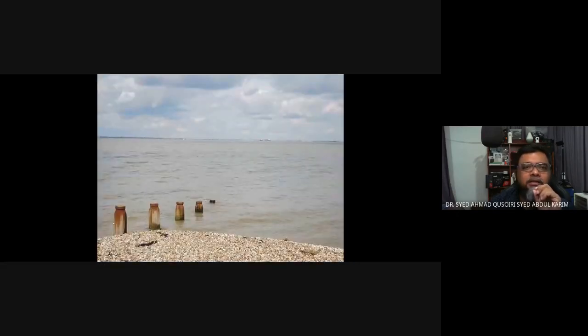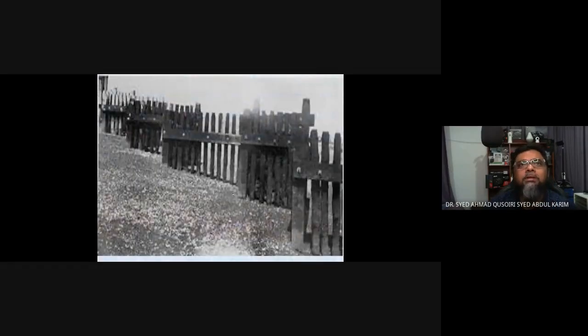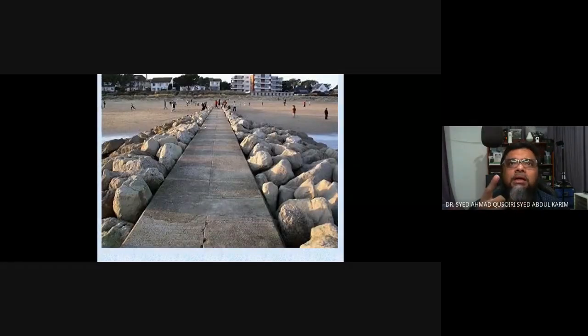Okay, you can see that they are using timber. They are using piling, and some of the groin is already in the water. Yang ini menggunakan timber. Obviously, it won't last that long compared to rocks. So this is the concrete core with rock armor. Okay. So yang ini memang tahan lama lah.